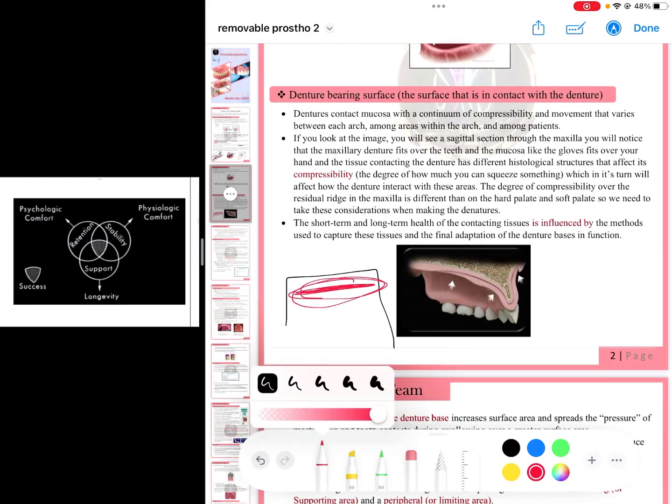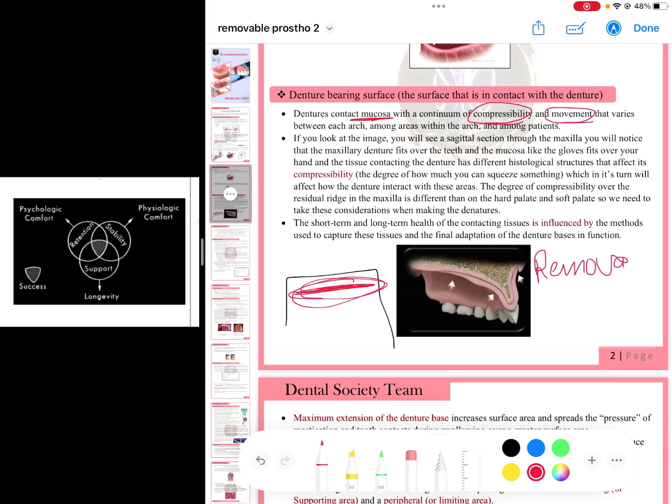Which is the part of the mucosa, right? So a denture contacts mucosa with a continuum of compressibility and movement that varies between each arch, within the arch, and among patients. When the denture contacts the mucosa, it will compress it. Now, the compressibility and the movement: we said before that this is a removable denture. Because it is removable, you have to know that it will move. We will try to make this movement as minimum as we can, but it will never reach zero.